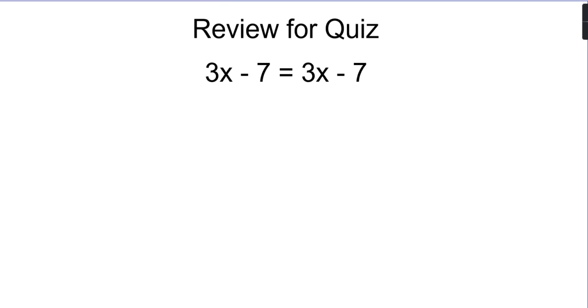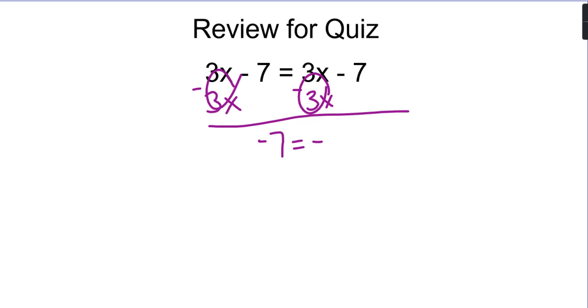In order to do that, I need to subtract this 3x so that I'll have nothing left there, right? 3x minus 3x is 0. Gone. No variable on that side. If I do it on one side, I have to do it on the other side. So let me see what I get. 3x minus 3x, oh, it's 0. Wait. So now I have no variables on either side. What am I left with? I'm just left with negative 7 equals negative 7.